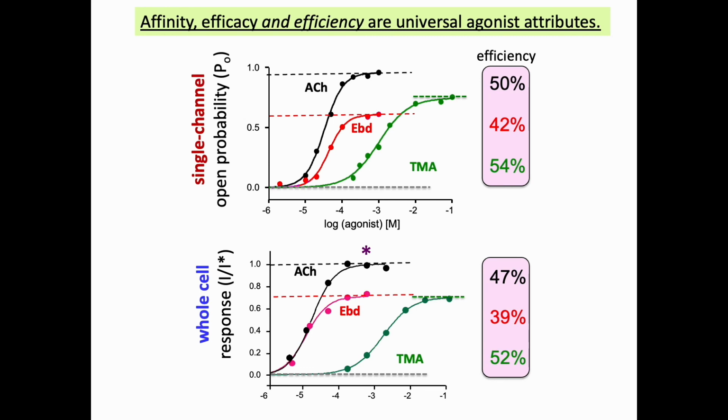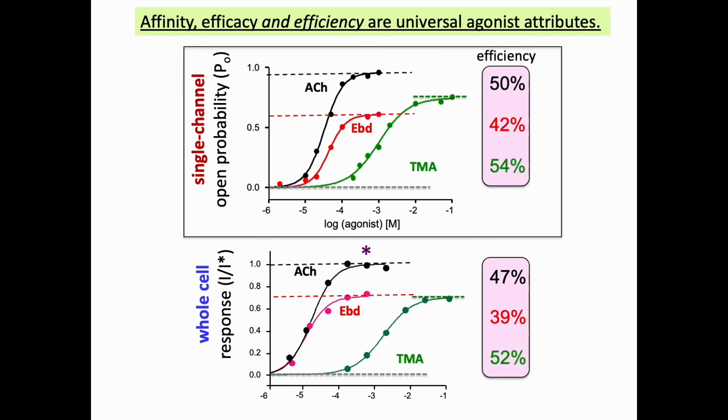And when we run these through our equations, we get efficiencies that are not dissimilar to those from single channels. They're about 2 or 3% lower across the board, but the relative efficiencies of the three ligands show up in whole cell currents. So not only is efficiency a universal attribute, it is also one that applies to whole cell currents as well as single channels. So that's the end of the definition section of the pamphlet, and the next section is going to be about patterns.